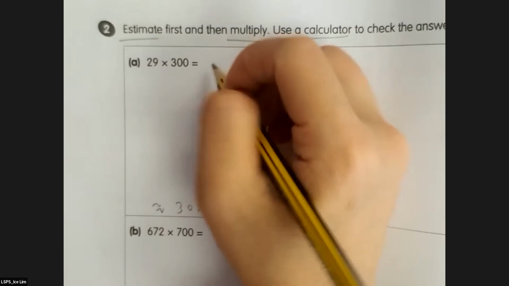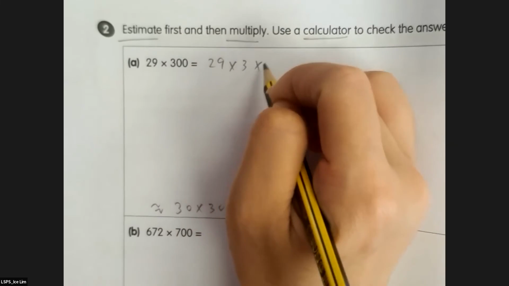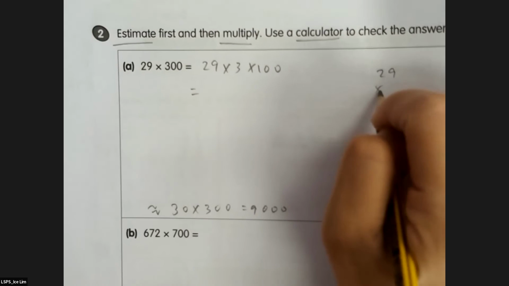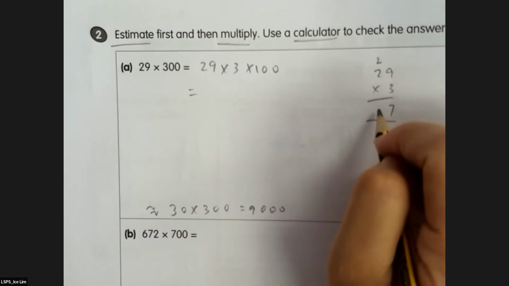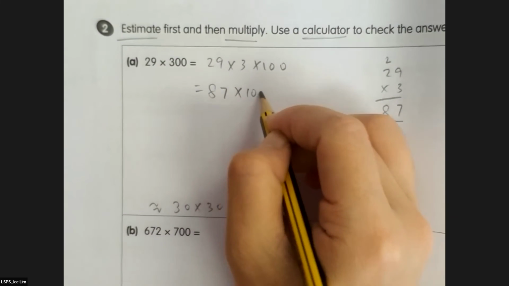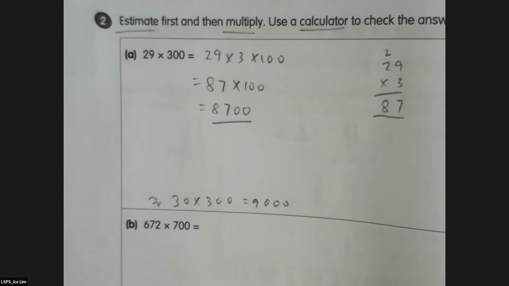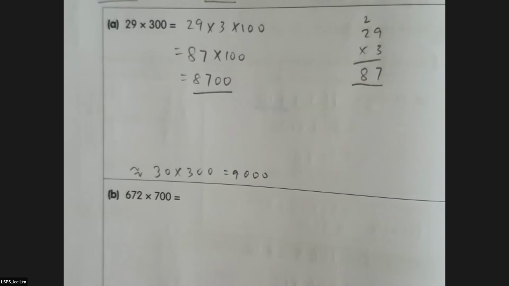Then I do my working. So I have 29 times 300. I can do 29 times 3, then times 100. Equal sign, 29 times 3. 9 times 3, 27. Do my regrouping. Finish. Okay. Once you get the hang of it, the idea of it, it becomes easier.